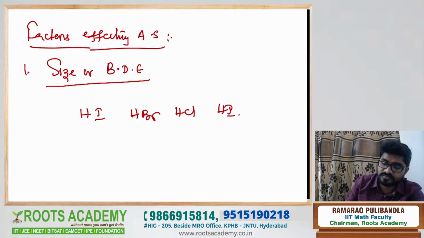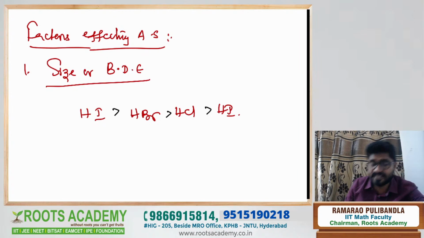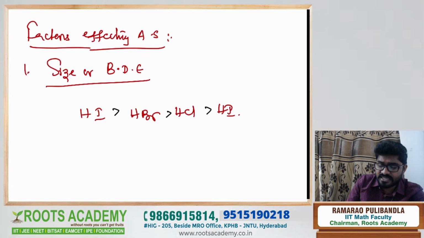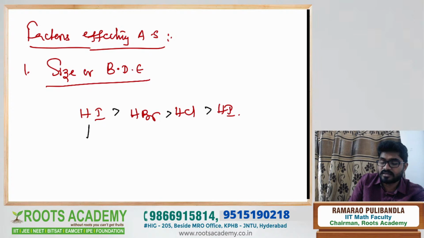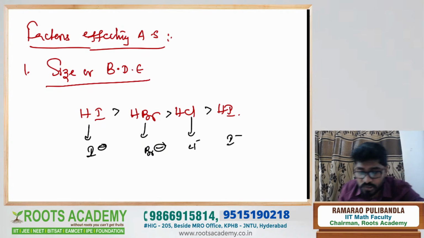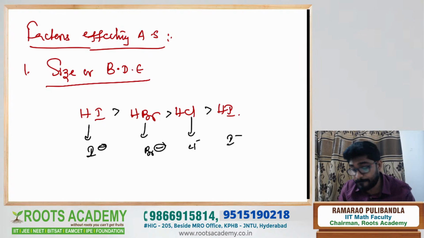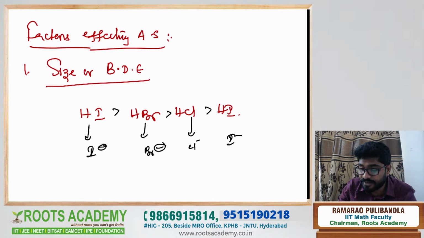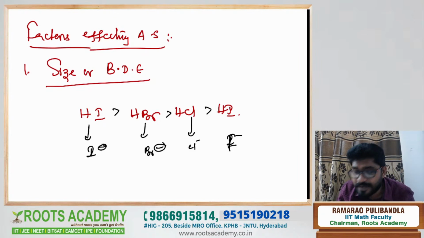Very good. So, yes, guys, HI is greater than HBr, greater than HCl, greater than HF. Why like that? After removal of the proton, what is the conjugate base? I minus for this, Br minus for that, Cl minus for this, and F minus. Here the negative charge can be effectively dispersed in the larger space of iodine compared to fluorine. Fluorine cannot disperse it effectively.